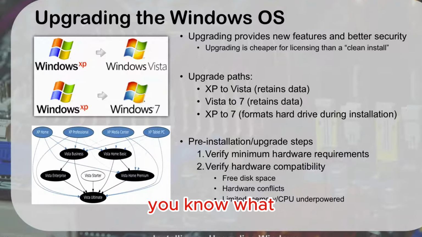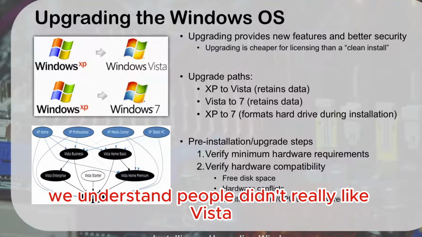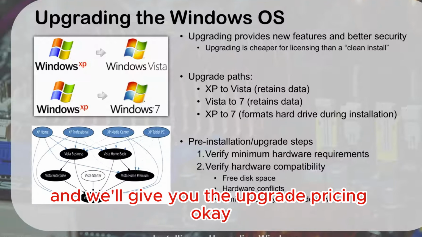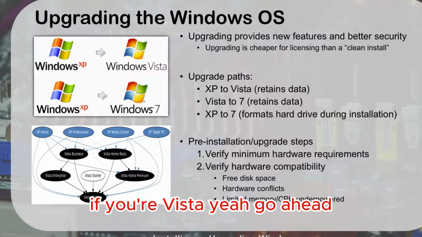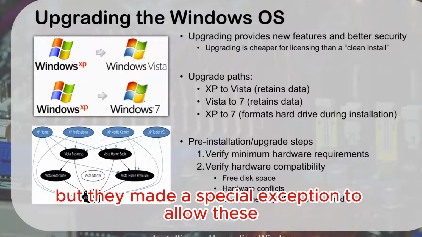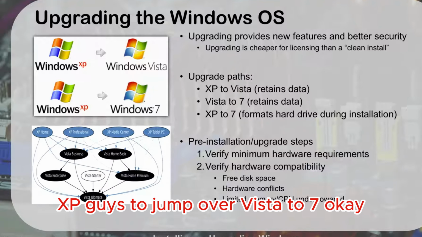they said, hey, you know what? We understand people didn't really like Vista. So what we did was, if you were an XP guy, you want to upgrade to 7, we want you to upgrade. We'll let you upgrade and we'll give you the upgrade pricing. Okay? If you're Vista, yeah, go ahead. You can upgrade and you'll get the upgrade pricing too. But they made a special exception to allow these XP guys to jump over Vista to 7.